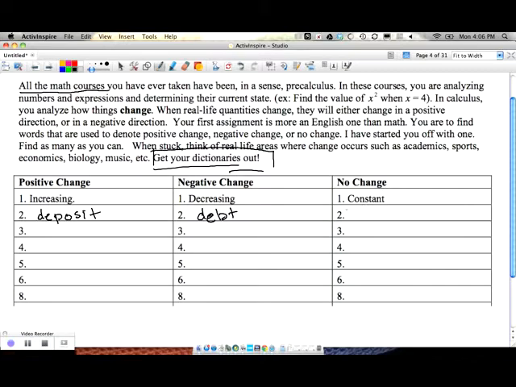And no change, well, there's no change in that. It's just the same balance. Same balance in the bank. Meaning that your money did not go up or down, it just stayed the same. So I want you guys to fill out the rest of these, think of what you can come up with.